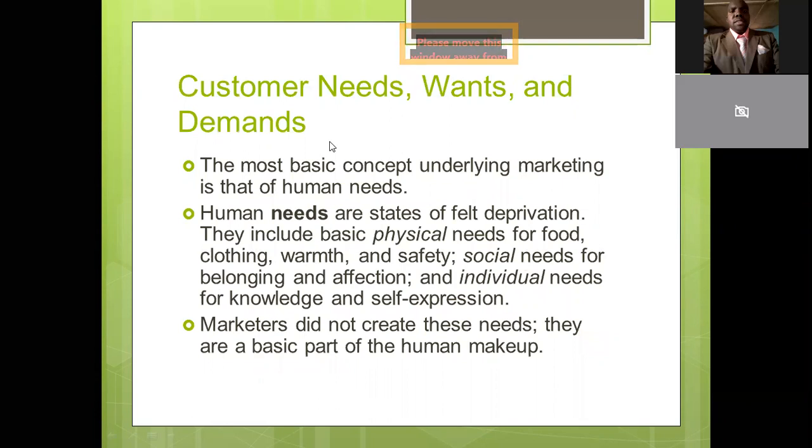Now, the most basic concept underlying marketing is that of human needs. Human needs are states of felt deprivation. They include basic physical needs, food, clothing, warmth, and safety. They also include social needs for belonging and affection, and individual needs for knowledge and self-expression. Marketers did not create these needs. They are a basic part of the human makeup.